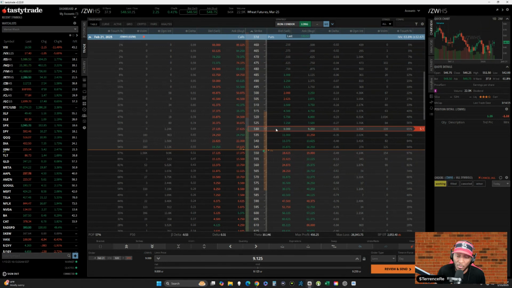If you do something like that, make it $10 wide, and then basically sell this 530, buy this 520. Your max loss is about 343.75, and it's only gonna margin you 316. I like this trade right here. This ain't a bad one to put on.